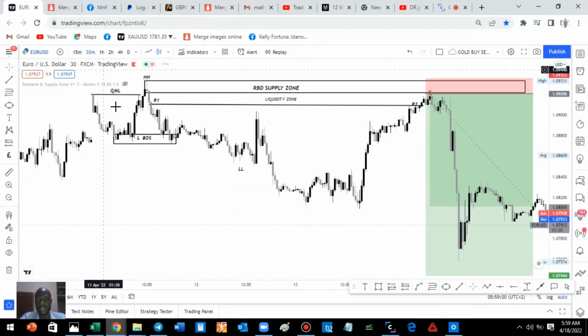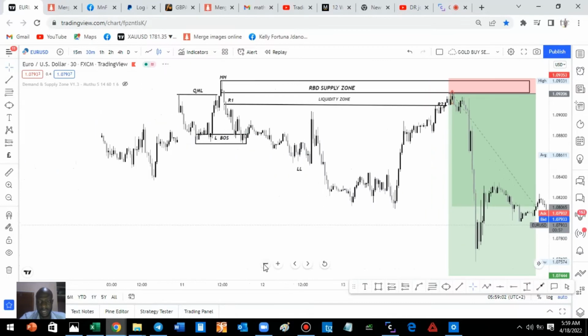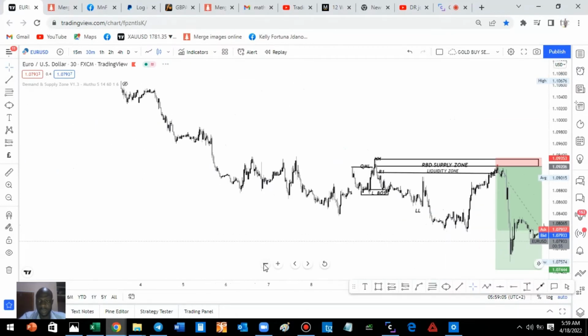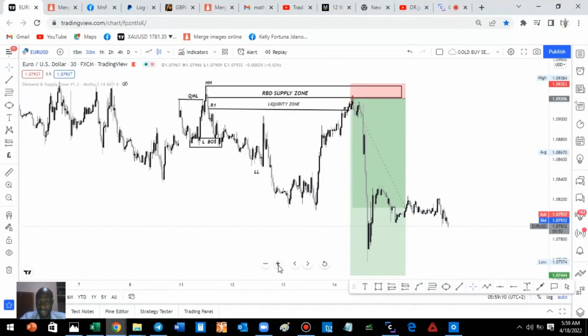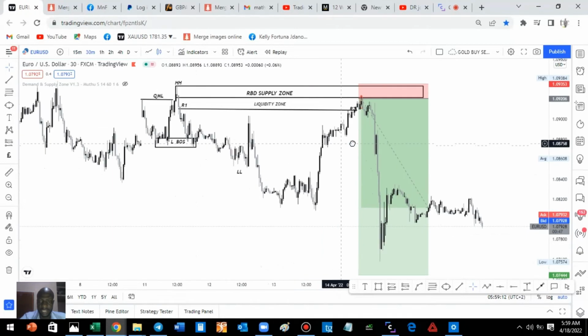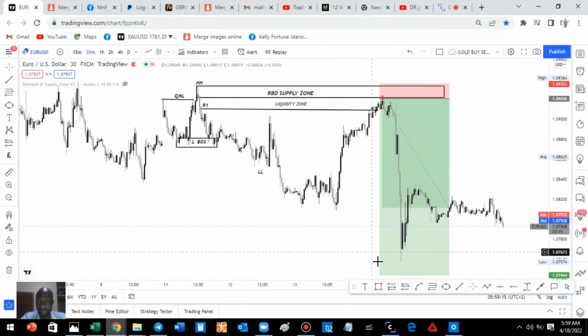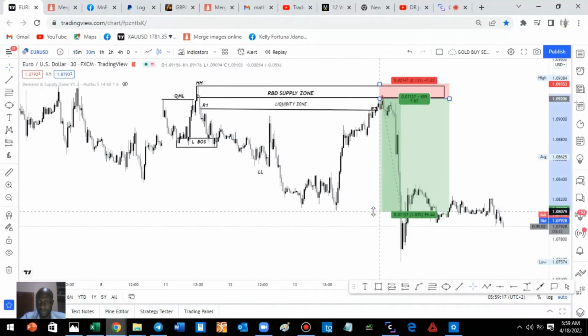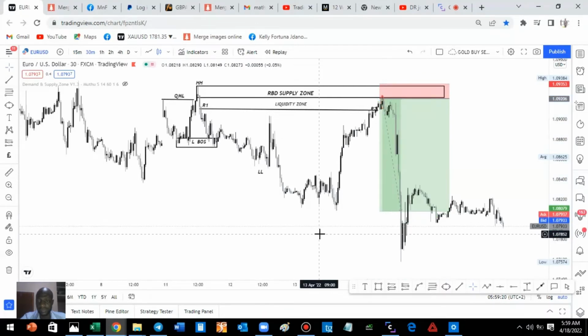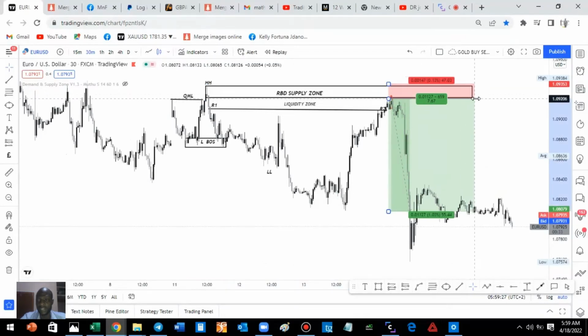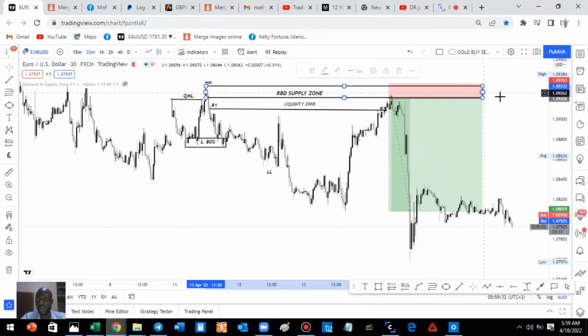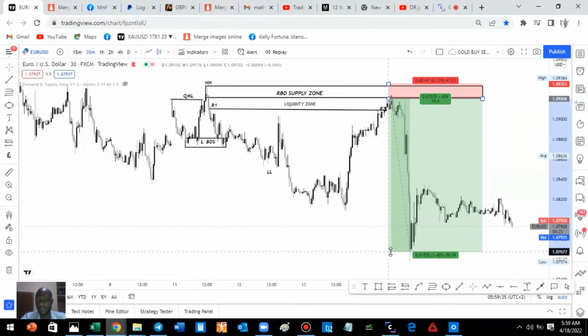So let's go to the 30 minutes time frame. Let's see how it's looking there. The most realistic target was going to be this level right here. That was going to be the most realistic target right there.